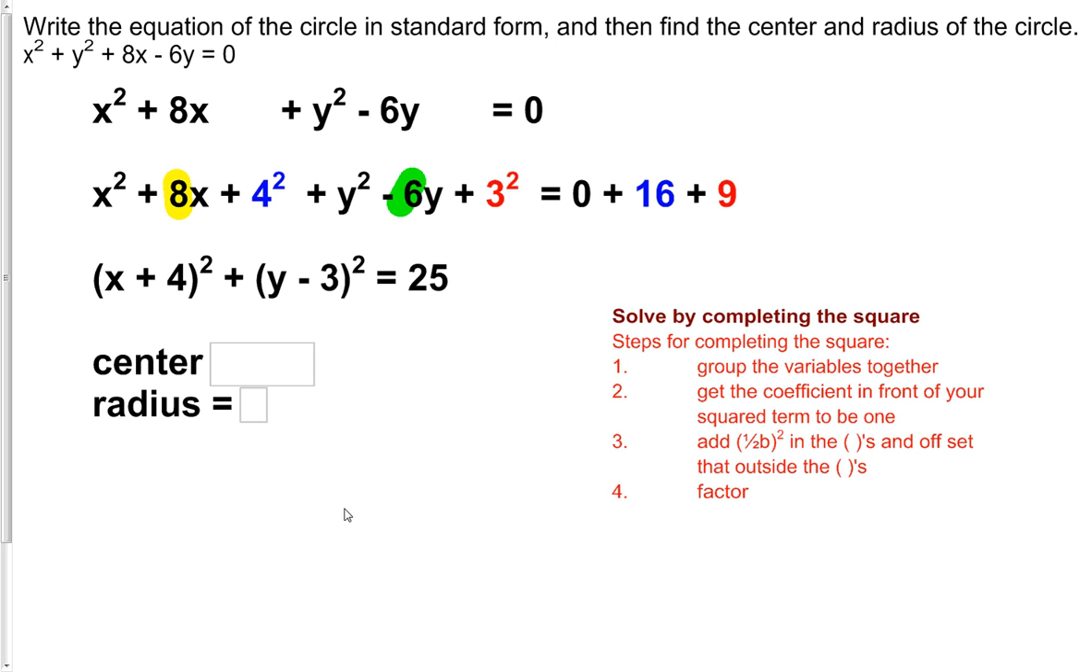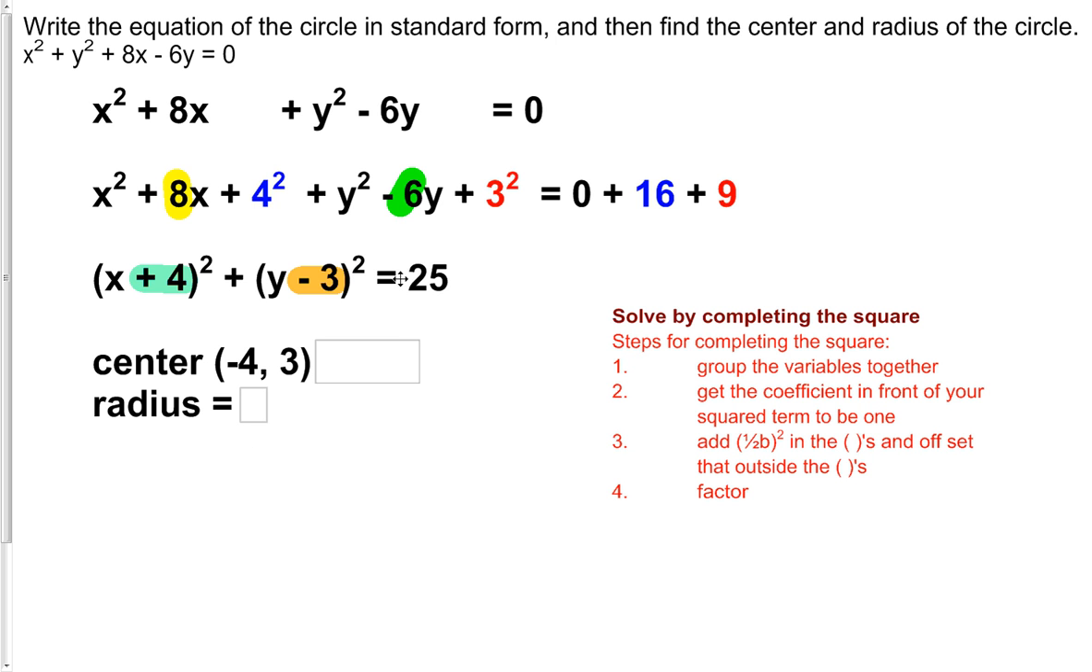Once we have this information, we can figure out what our center is and our radius is. Because we said earlier that it's x minus the x-coordinate of our center. So it's going to be the opposite of this plus 4 as our x-coordinate, which means it's going to be negative 4. And our y-coordinate is going to be, since it's y minus 3, just positive 3, because it's the opposite of that term right there.